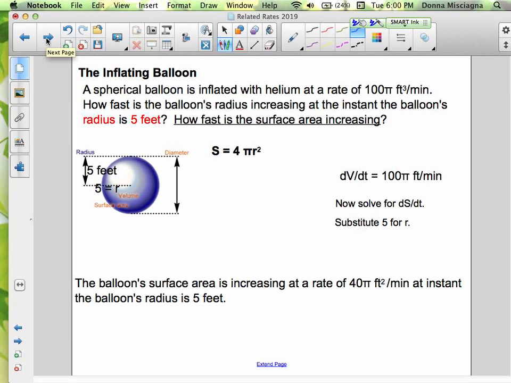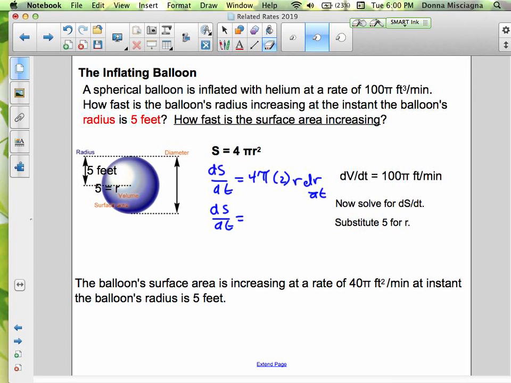So we take the derivative. dS/dt is equal to, so 4 pi is a coefficient, the 2 moves in front, and then we have r. So let's simplify that. dS/dt, oh, excuse me, don't forget dr/dt. dS/dt equals 8 pi r dr/dt.